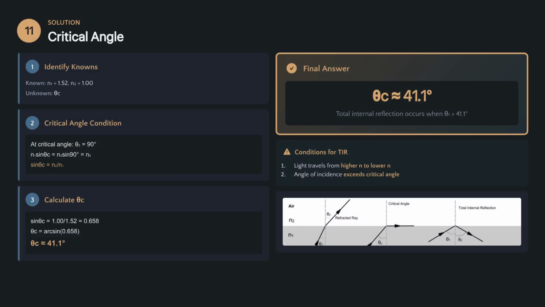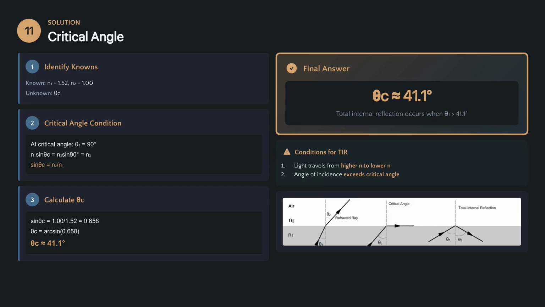To solve this problem, we start by identifying the knowns. n1 equals 1.52 and n2 equals 1.00. The unknown is the critical angle, theta c. The critical angle condition is n1 times the sine of theta c equals n2 times the sine of 90 degrees. Since the sine of 90 degrees is 1, this simplifies to the sine of theta c equals n2 divided by n1.